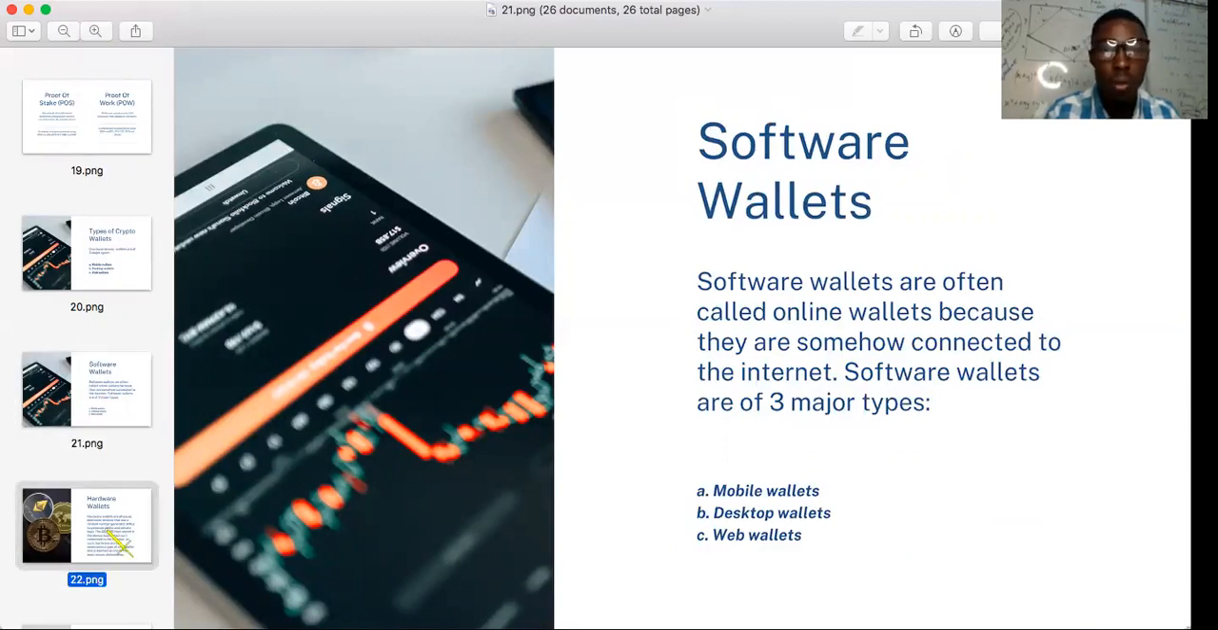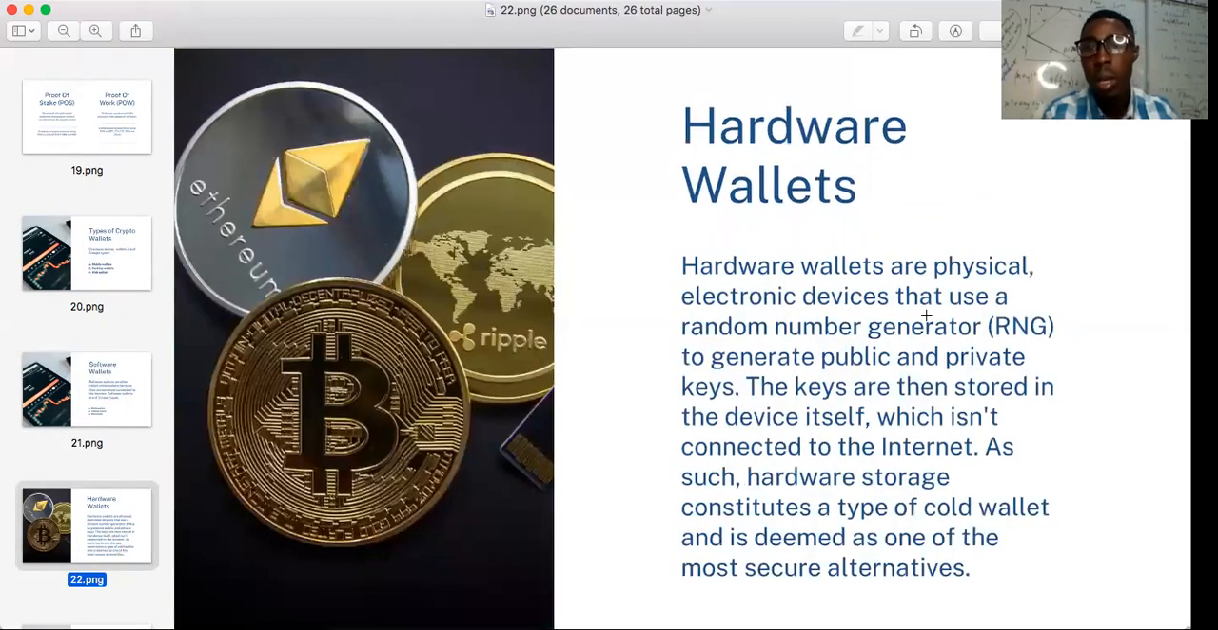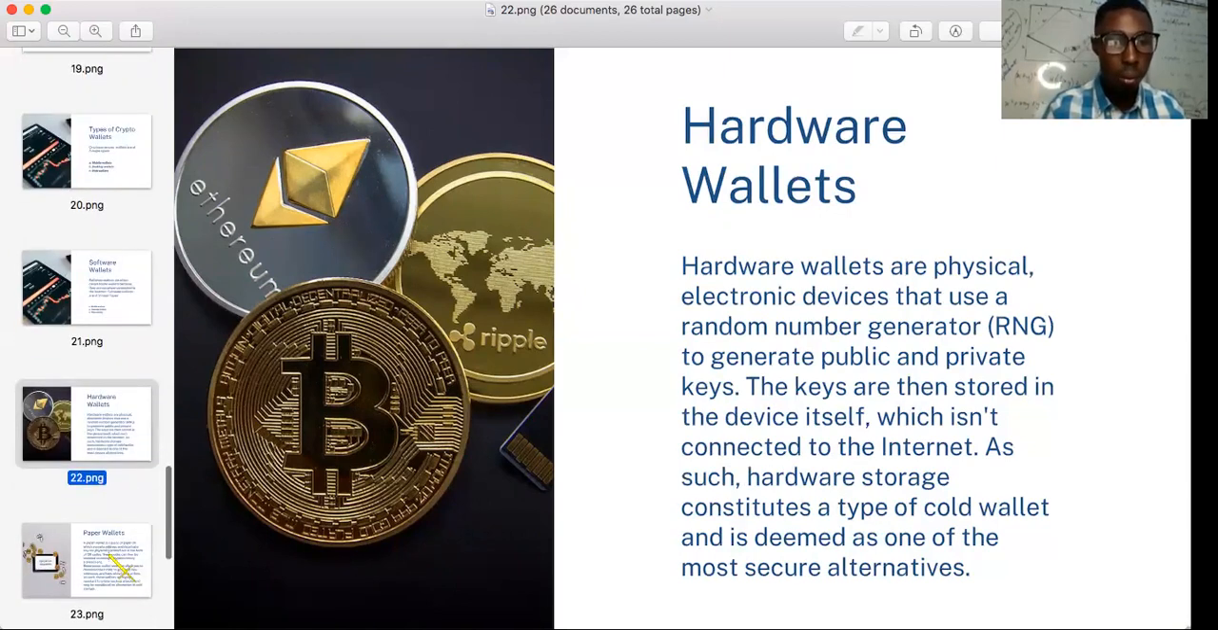Now the second classification of wallets is called the hardware wallet. Hardware wallets are physical electronic devices, usually in the form of a little flash drive. Mine is not close by here. So a hardware wallet is just a form of flash drive, but it is more secure than the software wallet, because it is not usually connected to the internet. It only connects to the internet when you plug it into your device. So it is actually more secure. Hardware wallets are sometimes called cold wallets. We'll still talk about cold wallets and what follows.